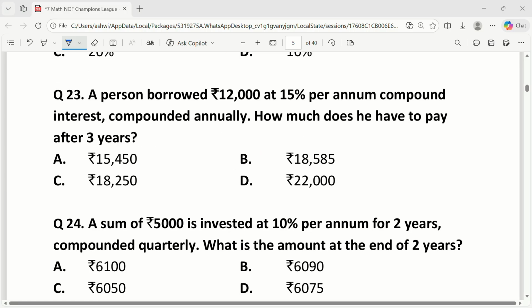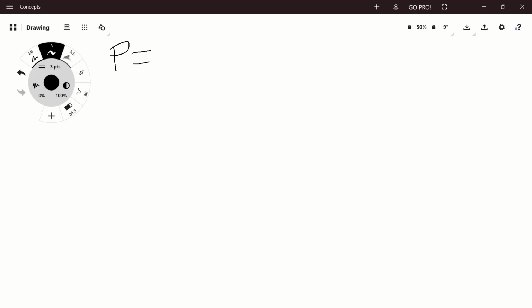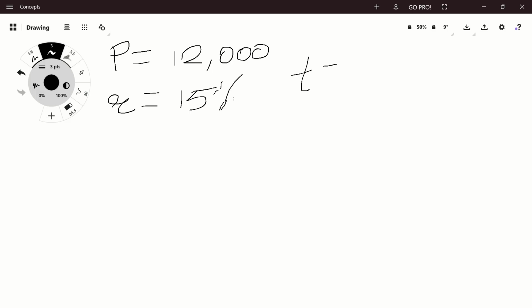Question 23. A person borrowed 12,000 rupees at 15% per annum compound interest, compounded annually. How much does he have to pay after 3 years? Principal amount P is equal to 12,000 and the annual rate of interest is R, which is equal to 15%. The time period is T, which is equal to 3 years.